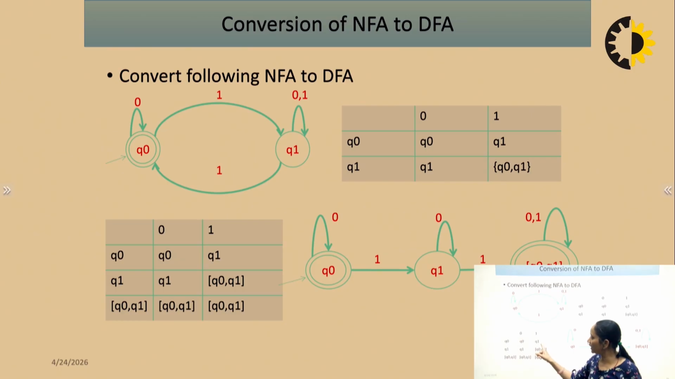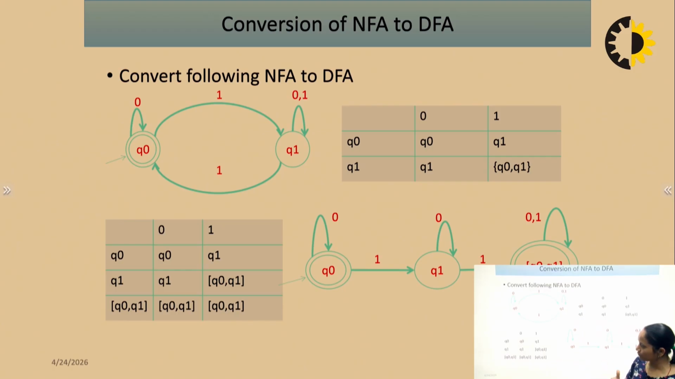So we make Q1 the present state. The transition of Q1 on 0 is Q1, which is already added, and the transition of Q1 on 1 is Q0 and Q1. Q0 and Q1 are already added, but the new state is Q0Q1. So we make it the present state.